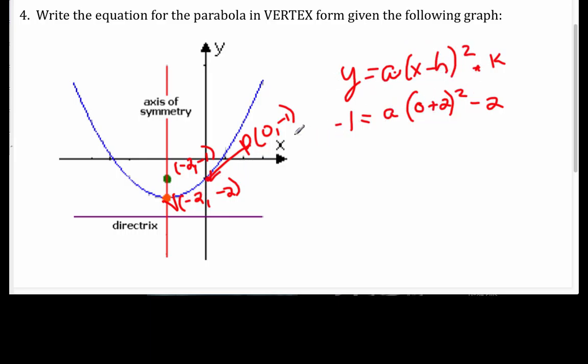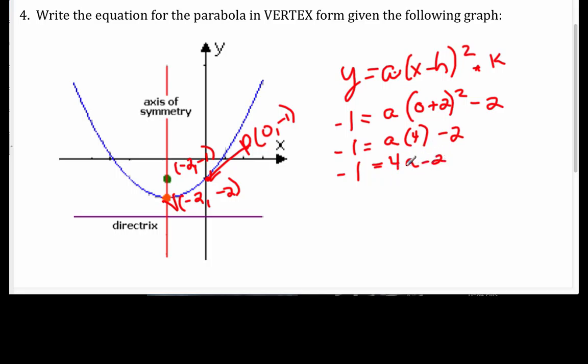All right, so now I've got to simplify, so let's do that now. The -1 comes along for the ride. A stays here. 0 plus 2 is going to be 2. 2 squared is 4. Here's where a lot of people start making errors. As I finish writing the equation, I do not take 4 minus 2 here, okay? -1 equals, order of operations, multiplication is done before addition and subtraction. So I have 4A minus 2.